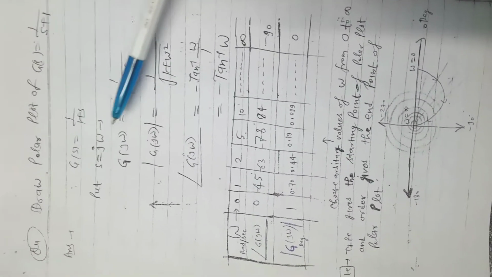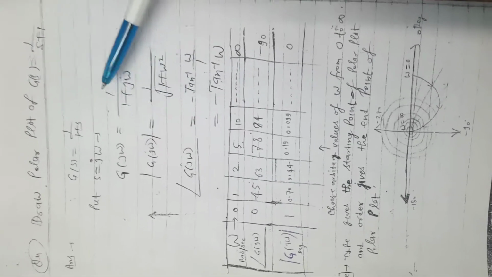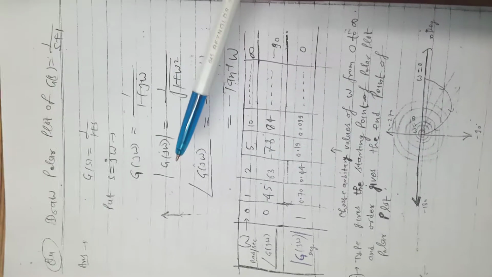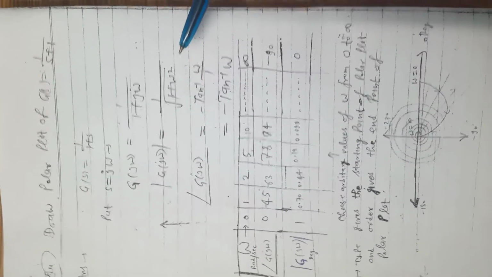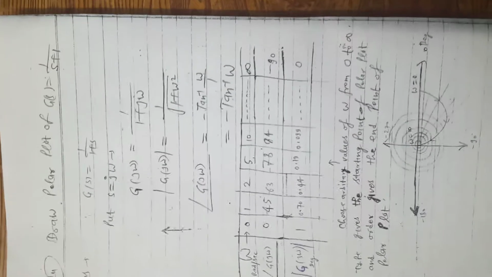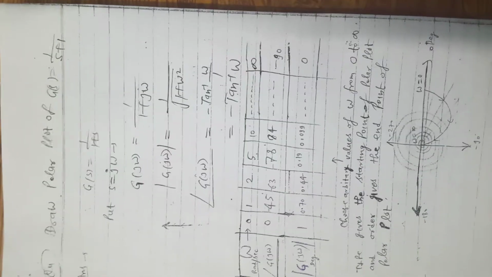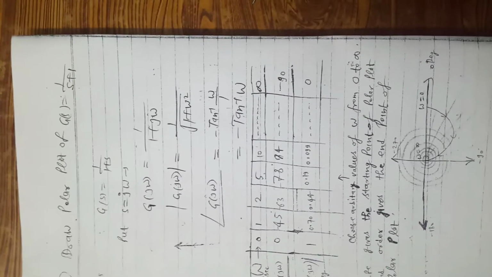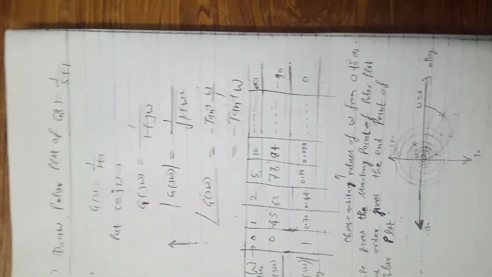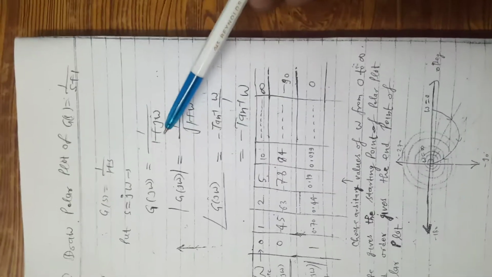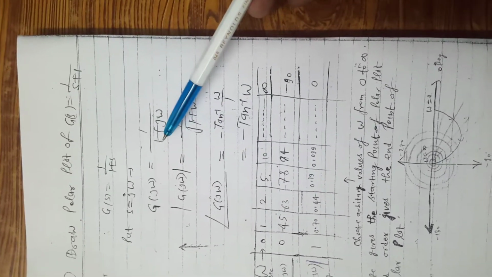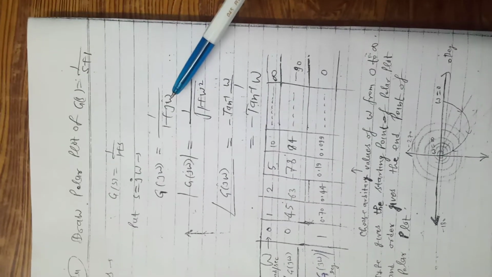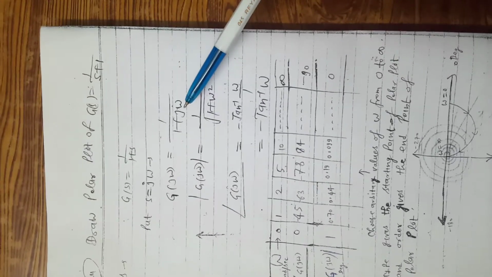Put s = jω, so it becomes G(jω) = 1/(1+jω). Now calculate the magnitude. Magnitude is 1/√(1+ω²). If there is a complex number a+jb, its magnitude is √(a²+b²), and to calculate the angle, you write tan⁻¹(b/a). So this is in the form of a+jb. A is the real part, that is 1. B is the imaginary part, that is ω, the frequency in radian per second.